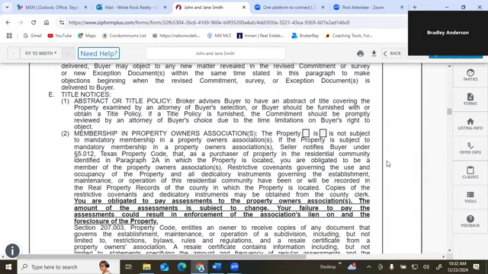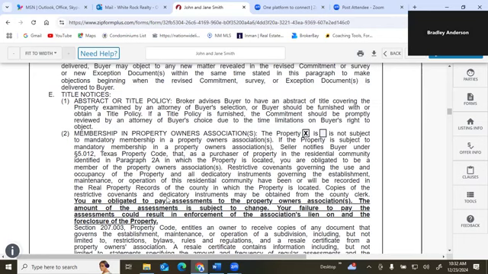And then, is the home in an HOA or is it not? Let's just say it is. That means you're going to have to fill out the mandatory membership in a homeowners association addendum. Okay, and remember what I said, if something is in these contracts and it's bolded and underlined, it's important.